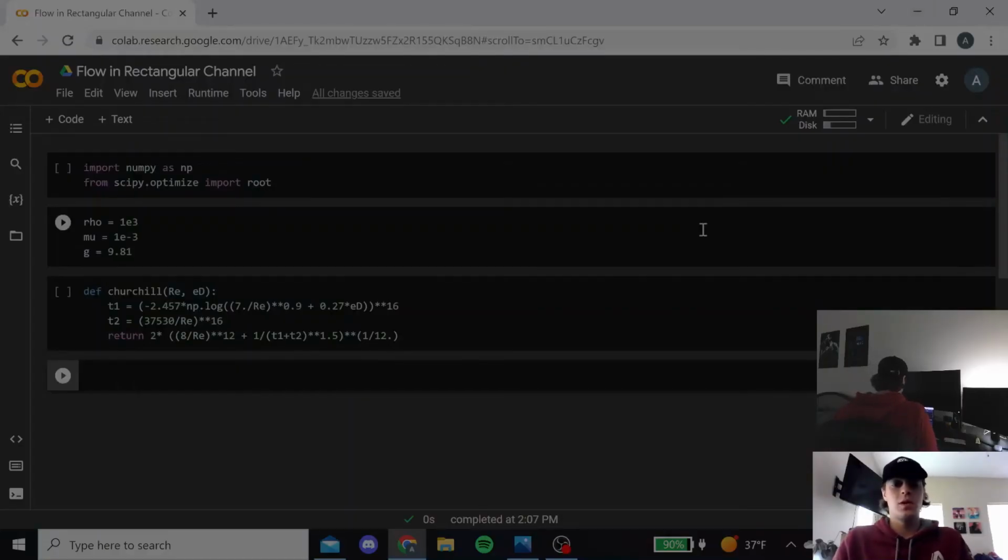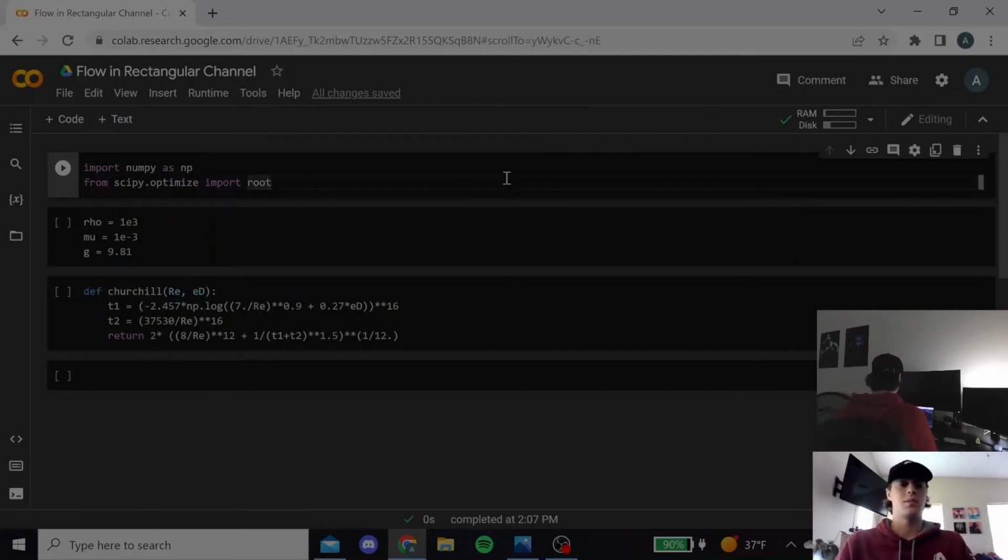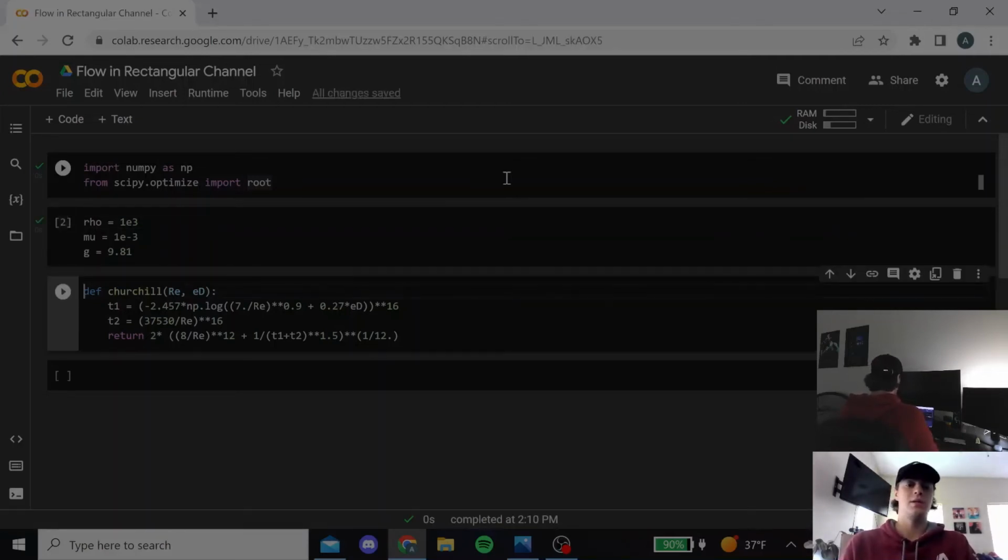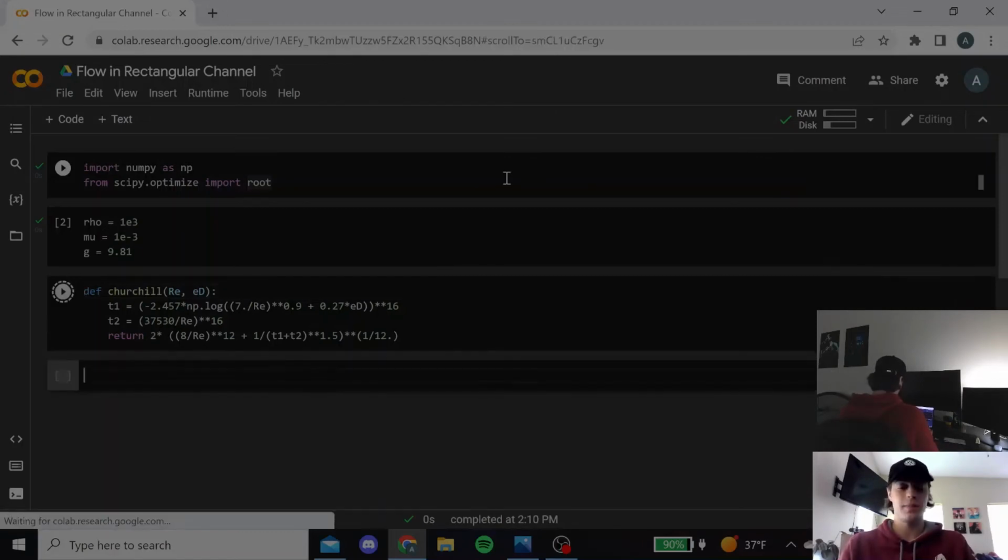So now that we have the equations from the whiteboard to solve this problem, all we have to do is code them into Python. I typed out the two import statements we need: I've imported numpy, and I imported root from SciPy Optimize. I also typed out a couple of properties of water, the density and the viscosity, and the acceleration due to gravity. Then I copy and pasted the code block from a previous video for the Churchill function that we'll use to calculate the Fanning friction factor in a little bit.